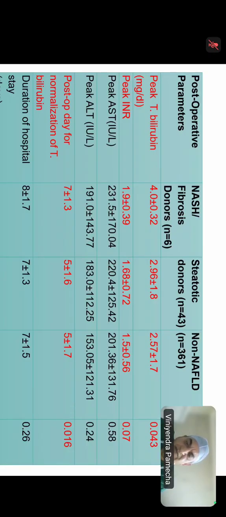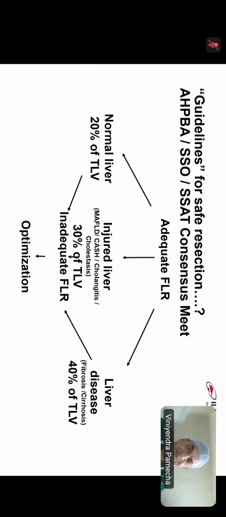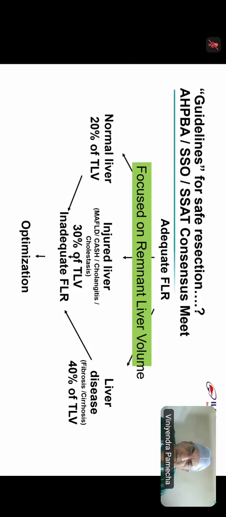If you can optimize them, evaluate them, and then see the impact of the optimization, you can take them for surgery. Now, when we come to guidelines for safe liver resection, most of the guidelines talk about the remnant volume. They will say 20% of total liver volume in injured liver, that is steatosis, steatohepatitis, cholangitis, cholestasis. It is 30% in liver disease like fibrosis, and in cirrhosis it's about 40% of total liver volume. So when you have inadequate volumes, then you need optimization.